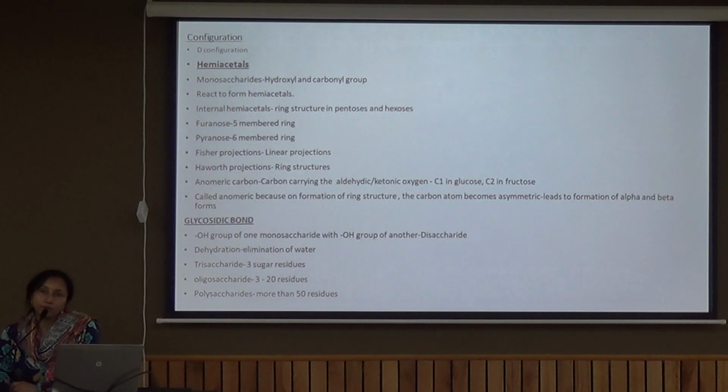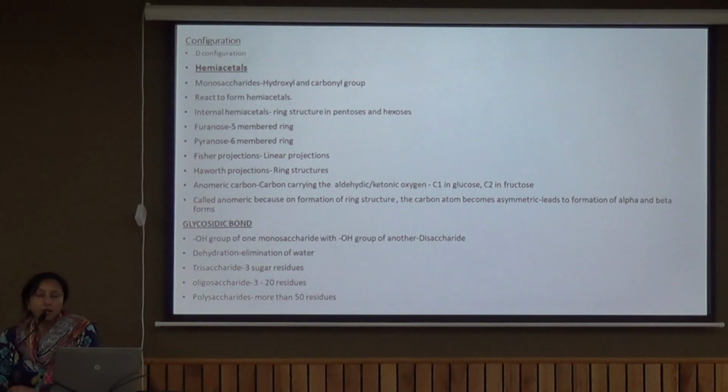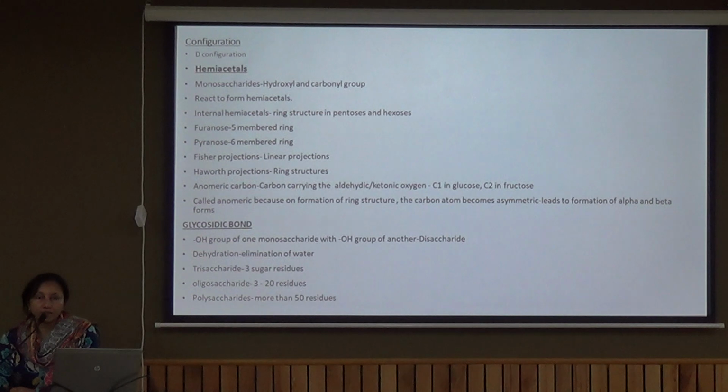We have glycosidic bond in carbohydrates. What are glycosidic bonds? The OH group of one monosaccharide combines with the OH group of another monosaccharide to form a bond with the elimination of water; it is known as glycosidic bond, and the molecule formed by the combination of 2 monosaccharides is known as disaccharide. So, elimination of water is dehydration. When 3 monosaccharides combine, it is known as trisaccharide. When 3 to 20 residues are there, it is known as oligosaccharide. And when more than 20 to 50 residues are combining, it is known as polysaccharide.